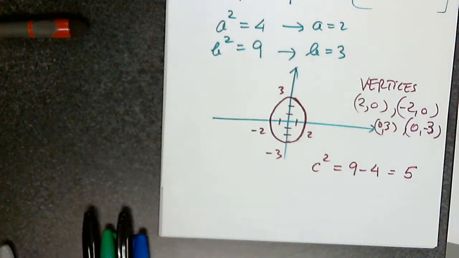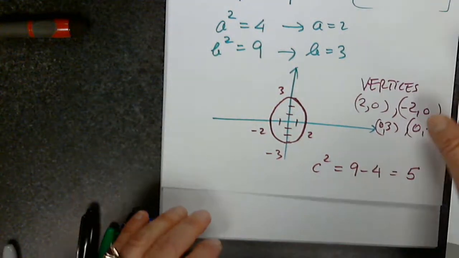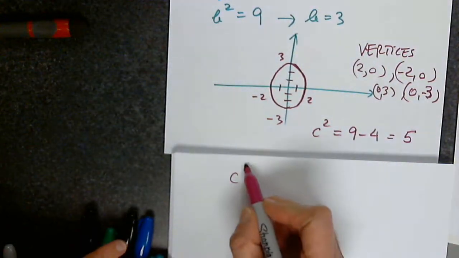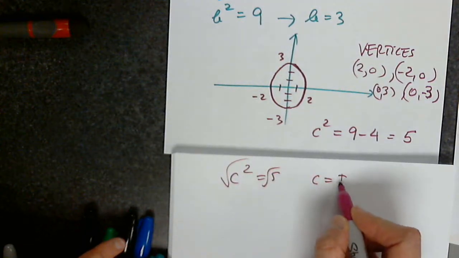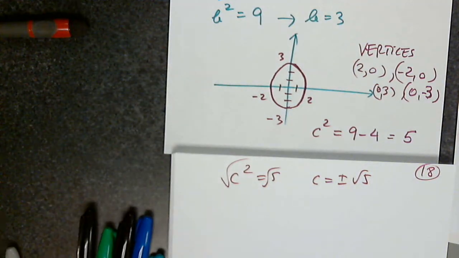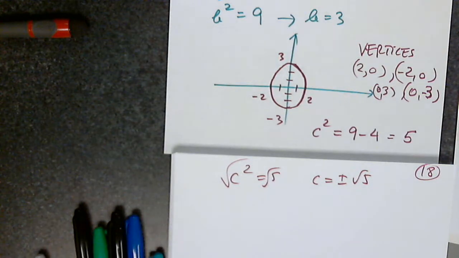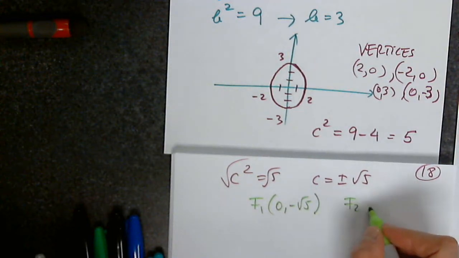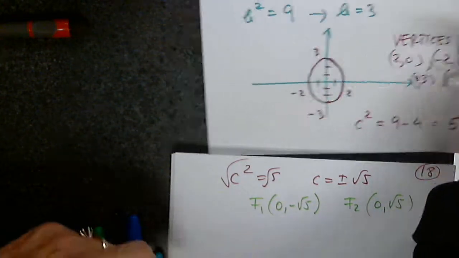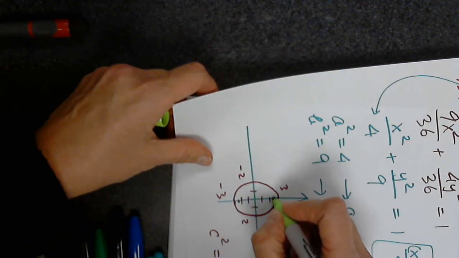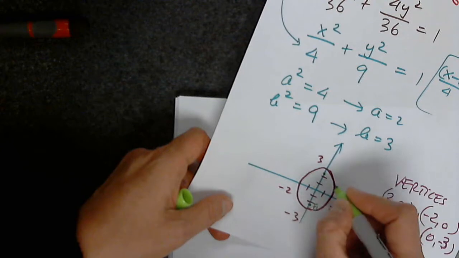So now the foci, they have to be on the y-axis. So C squared equals 5. I take the square root. C equals plus or minus the square root of 5. And the foci must be on the y-axis. Always on the major axis. Always. So F1 will be at 0, comma, the square root of -5. And F2 will be at 0, comma, the square root of 5. So the square root of 5 is 2 point blah, blah, blah. So I'm going to put it here, and I'm going to put the other one here. So this is F1, and this is F2.